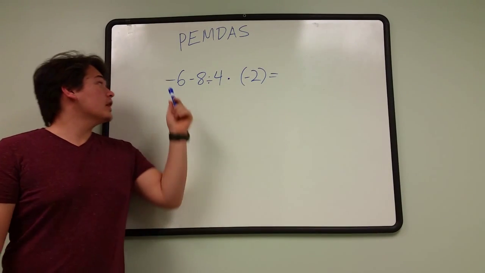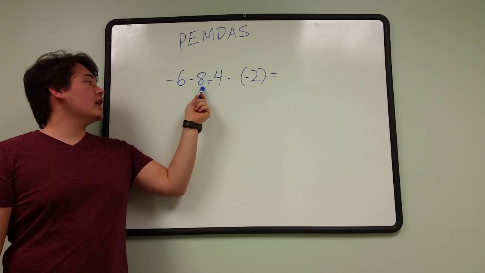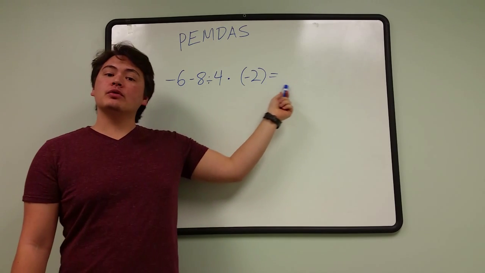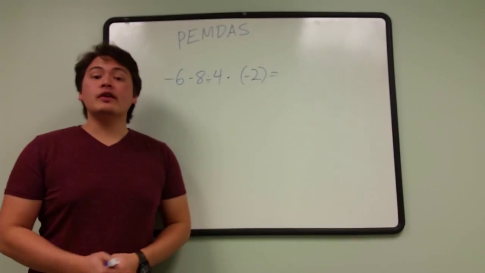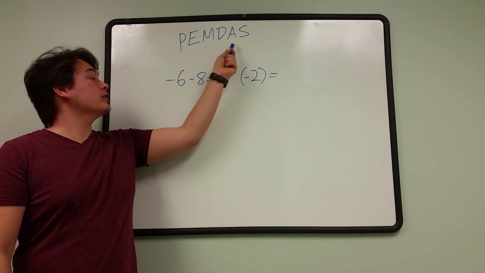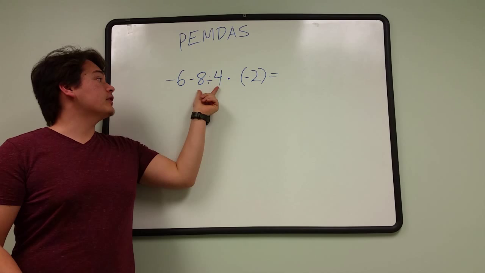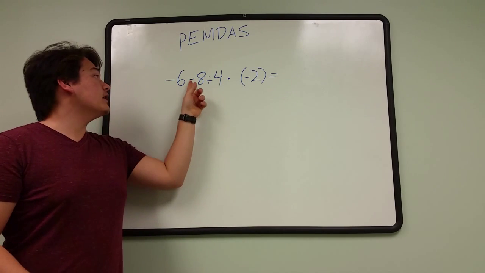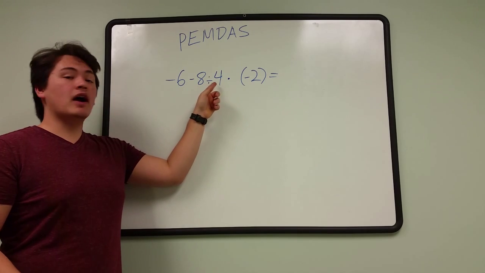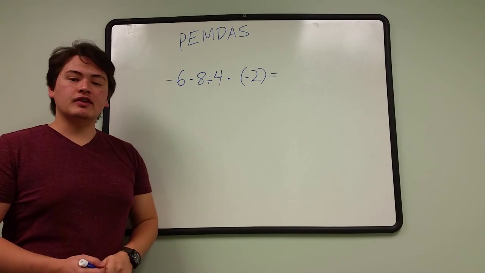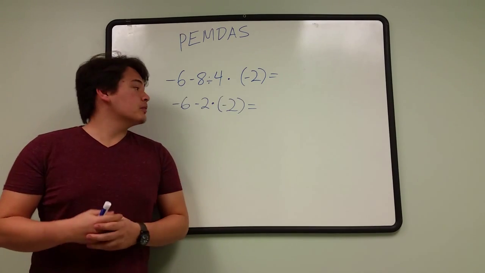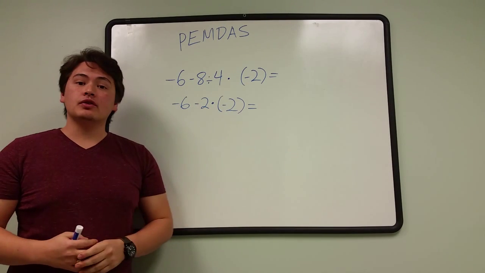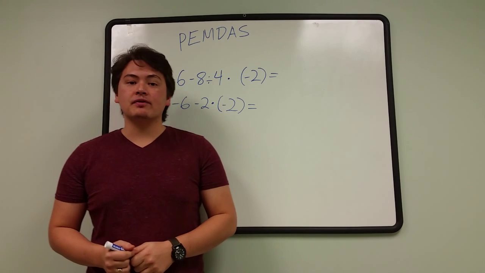This question states, -6 minus 8 divided by 4 times -2 is equal to what? So using the order of operations, PEMDAS, we're going to start with this division first and then this multiplication second. So we have a -8 divided by 4, which is going to give us -2. Then from here, we have a -2 times a -2, which is going to give us a positive 4.